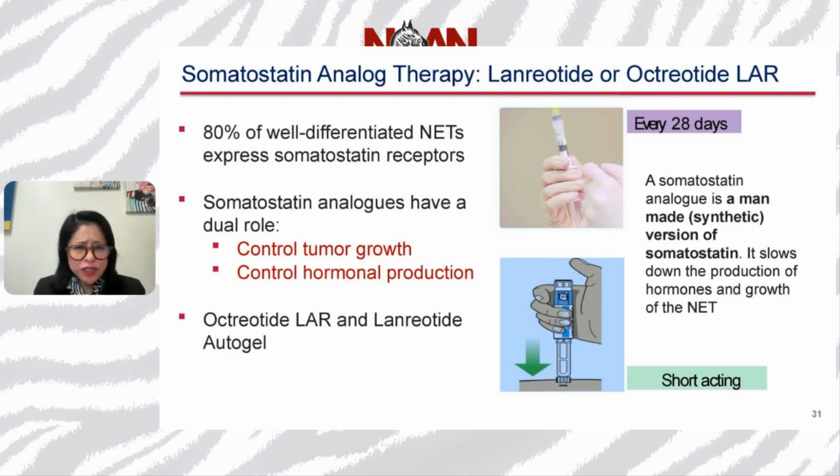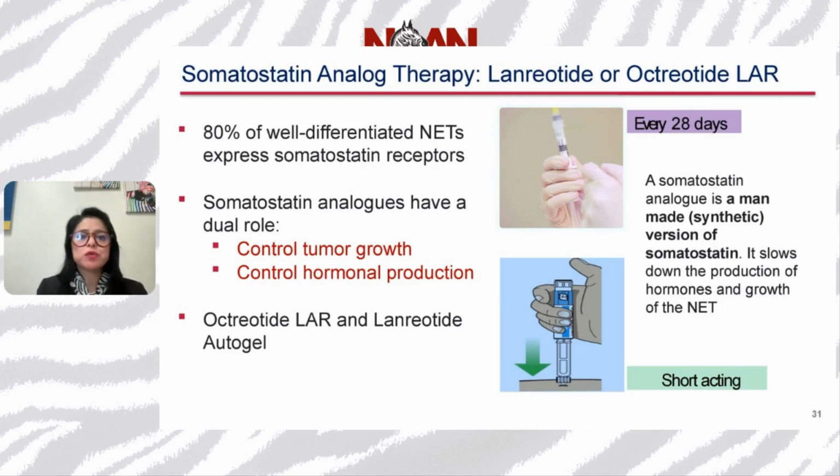I'm sure you have heard that they're equivalent in terms of efficacy, and we usually recommend one or the other, whichever your insurance can approve. But the somatostatin analogs have two functions. One is to control the growth of tumors, and the other is to control the symptoms related to hormone excess.